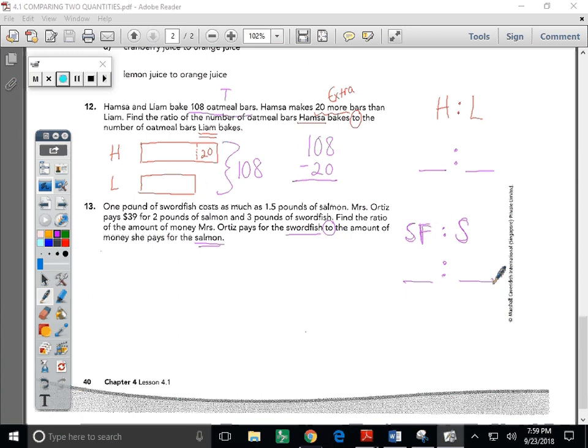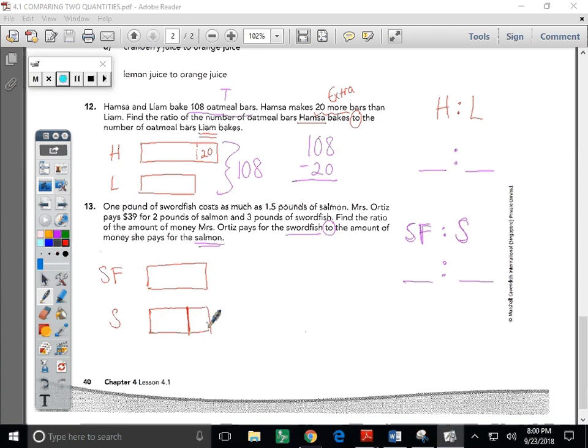Well, could we try bar model again? That seemed pretty useful last time in number 12. So 1 pound of swordfish costs as much as 1.5 pounds of salmon. That's like saying I'm going to compare my swordfish to my salmon. My first bar, I'm going to show you 1 pound of swordfish. I'm going to work with just a stretch here and see what we think of that. This is the same cost as 1 1/2 or 1.5 pounds of salmon. So if I make this bar the same length, this isn't just 1 pound of salmon though, this is 1 1/2 pounds. So it's 1 whole pound plus a half more.